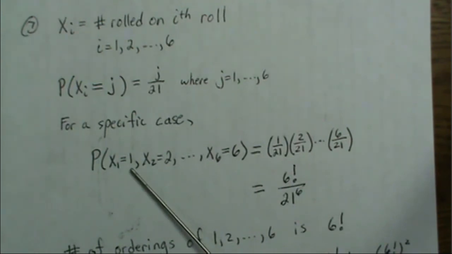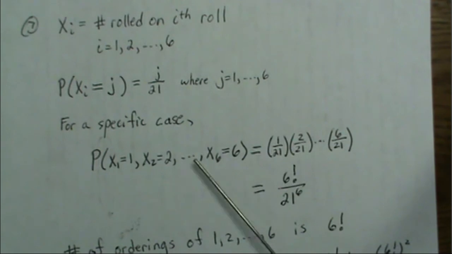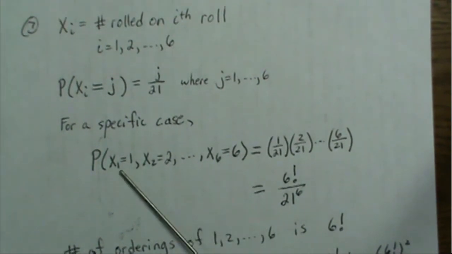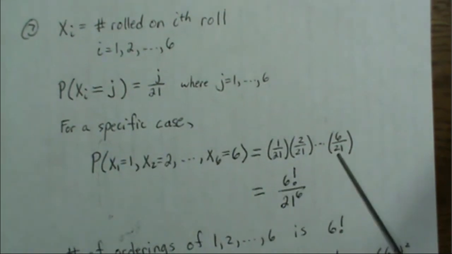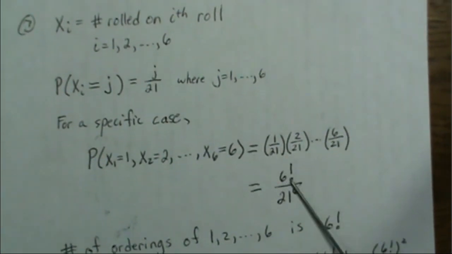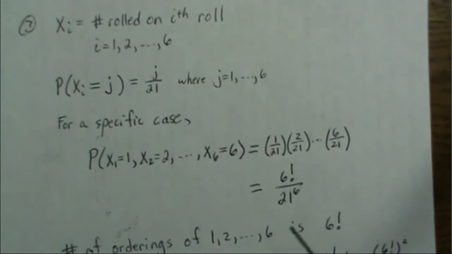Let's just assume that we roll a 1 on the first roll, and then a 2 on the second, and a 3, and a 4, and a 5, and a 6 on the sixth roll. Well, those, remember, X1, X2 through X6 are independent. So that's just the product of those individual probabilities. Well, you multiply the numerators and you get 6 factorial, and you multiply the denominators, you get 21 to the 6th.